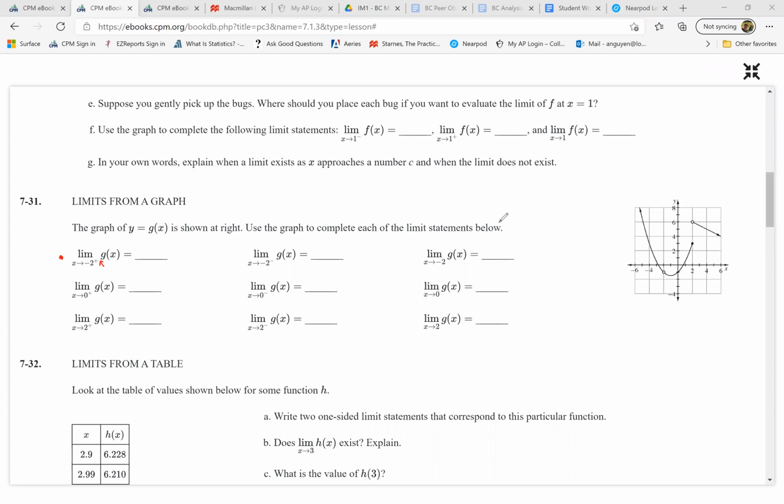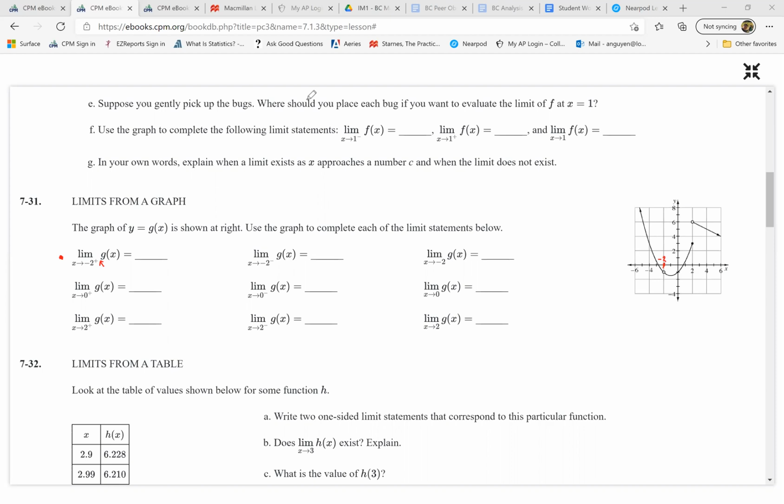So for the first problem, we have the limit as x approaches -2 from the plus side. That means we will look at x equal -2 first. So x equal -2 is right here. This is -2 on the graph. And since it's a plus sign, we only look at the right side of the function.